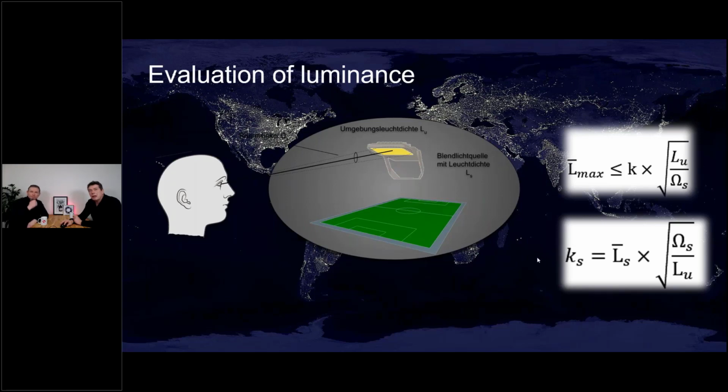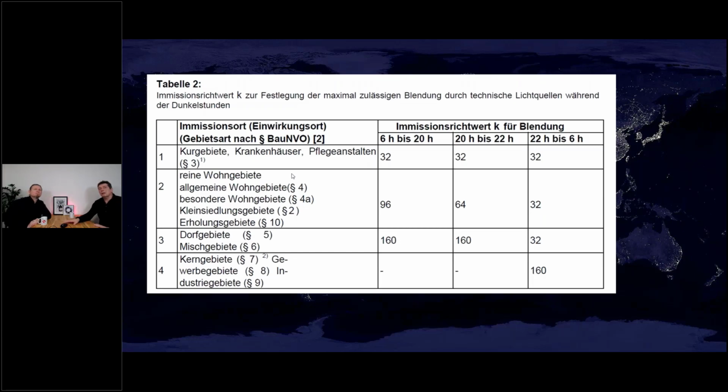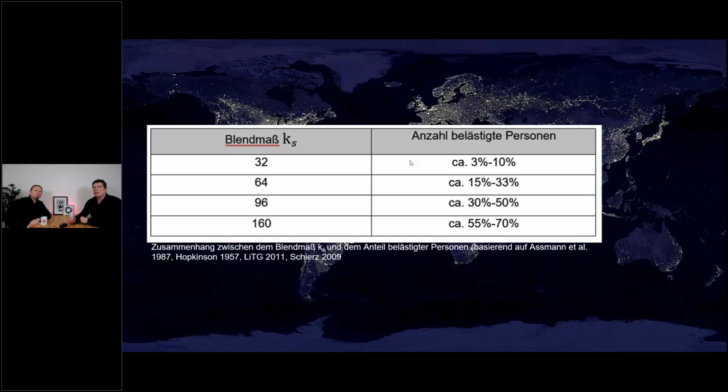in the standard. Sorry, we have this only in German. That means here we have different areas. In this example, 1 is for hospitals, 2 is for living areas, 3 is in villages and centers, and 4 is industrial areas and so on. And there we have this K factor with different limits. The meaning of these limits is, for example, 32 means that 3 to 10% of the persons will be disturbed by this installation.